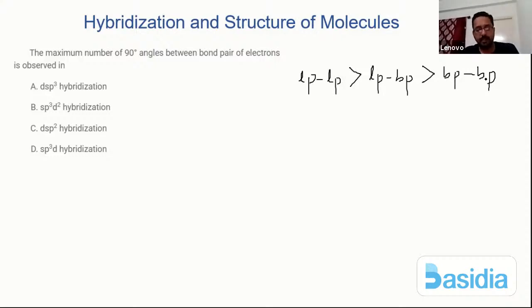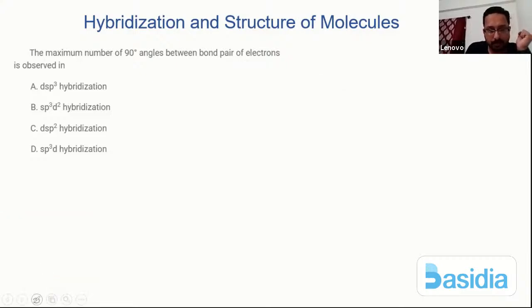So here the question is how many angles are present between the bond pair of electrons. Okay, so the whole question is about bond pair of electrons. Now, 90-degree angles. See, we have come across different hybridizations.